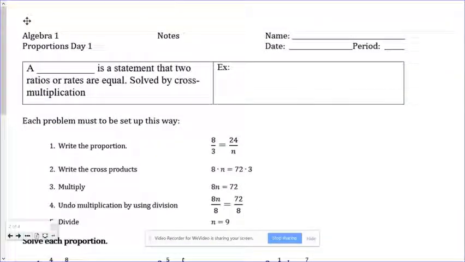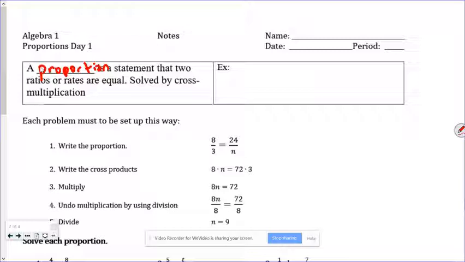All right, welcome. Today we are doing proportions, day one notes. So the top part of this note sheet has a statement. You're going to fill in the blank with proportions. So the proportion is a statement that two ratios or rates are equal.